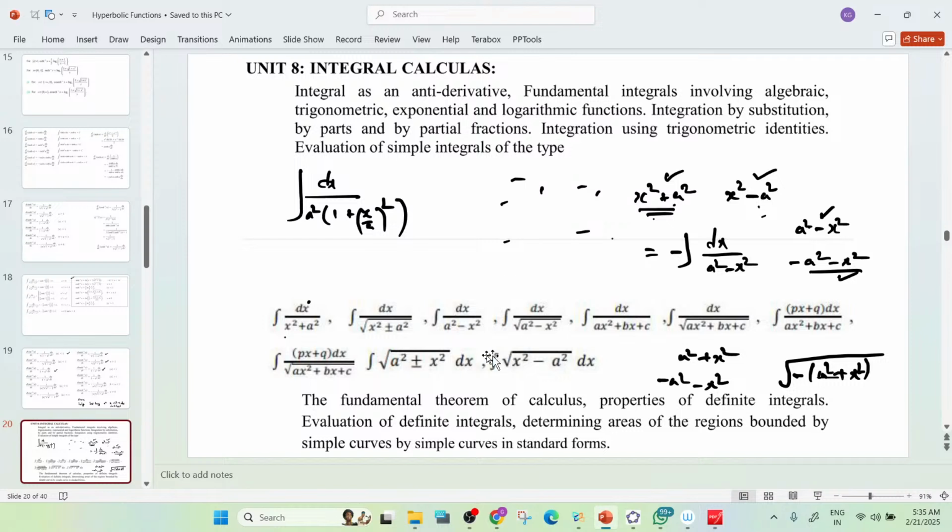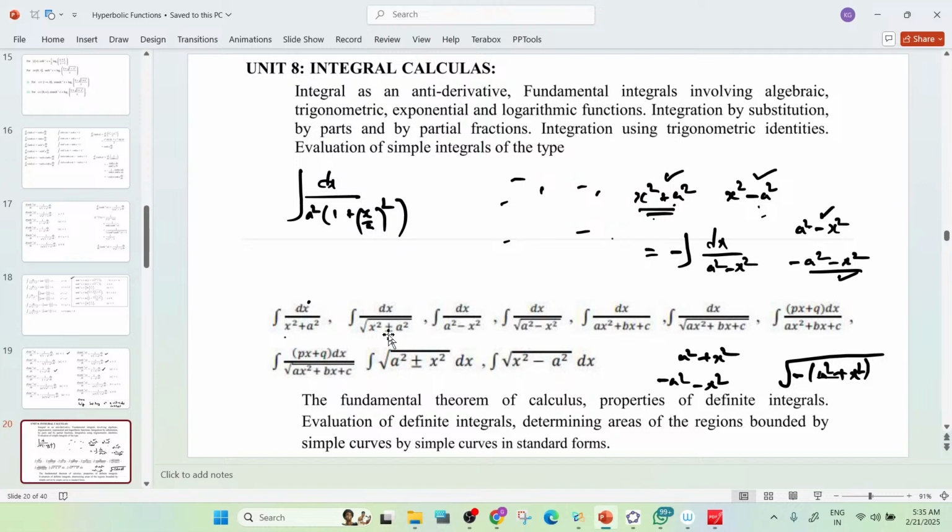This will have a formula, but interestingly, this and this are somehow related. Just look at this formula and let's see if this has something related to this. This formula you would have found, no? Square root of x square minus a square, which is there in the numerator.